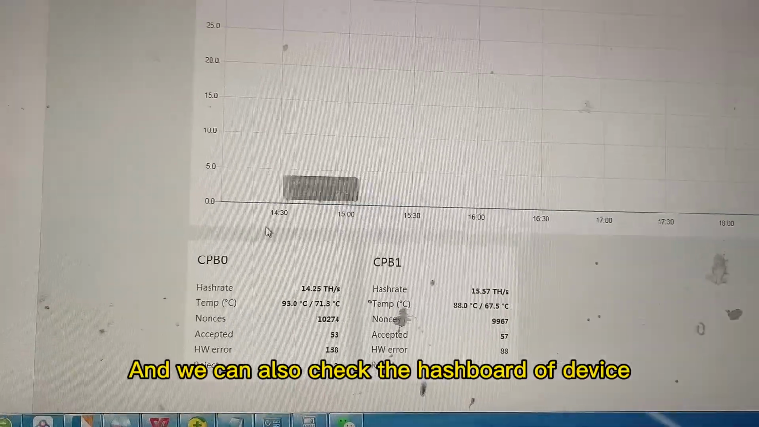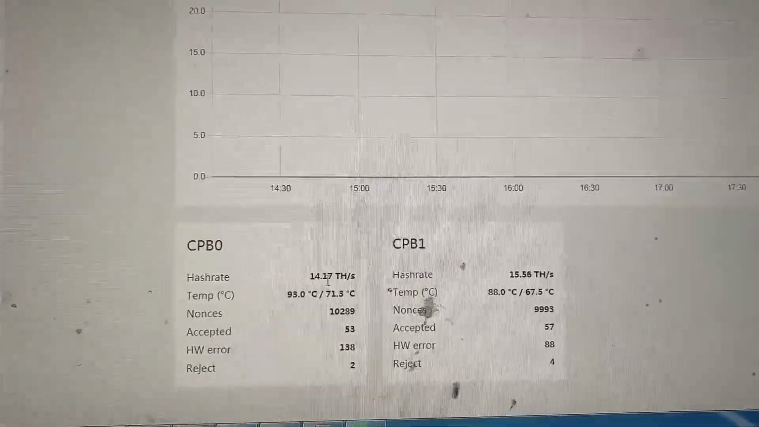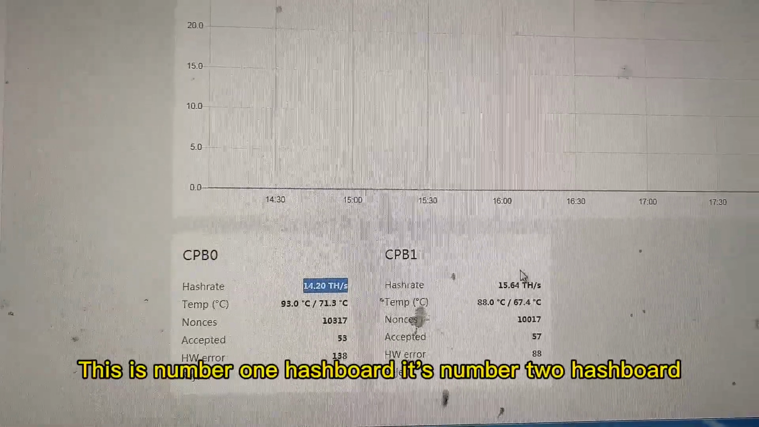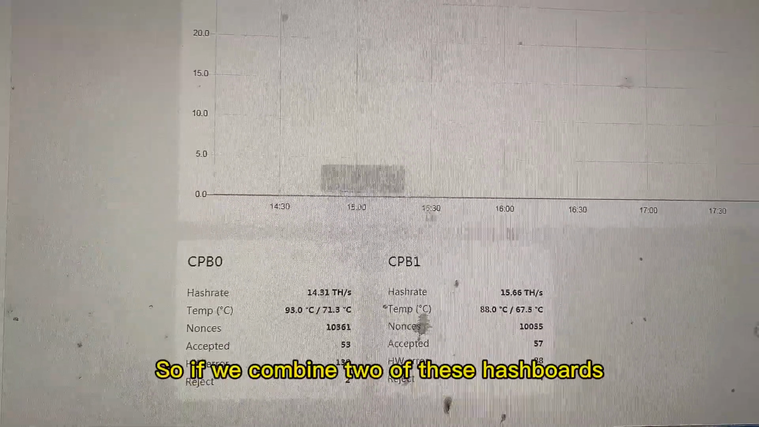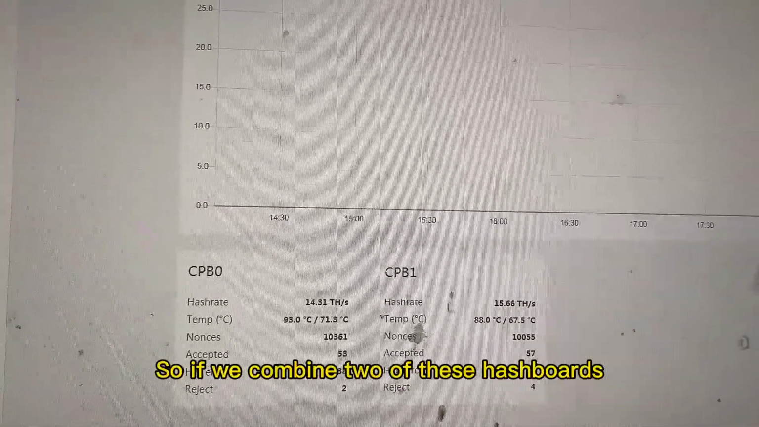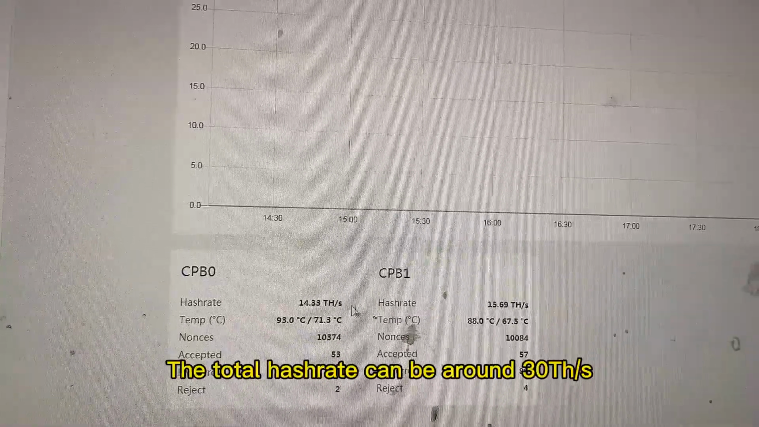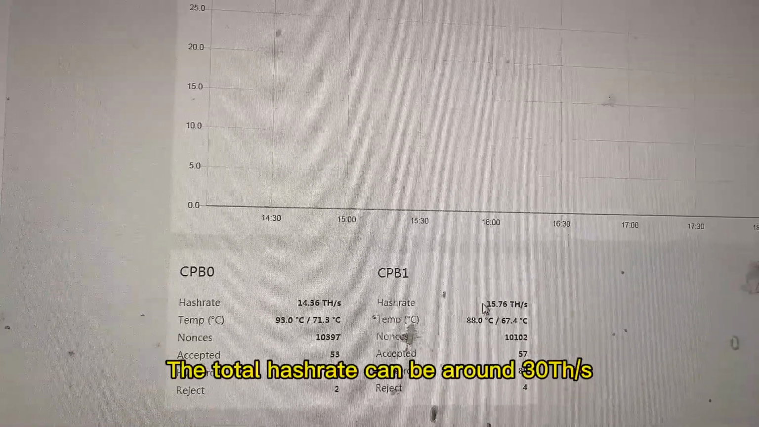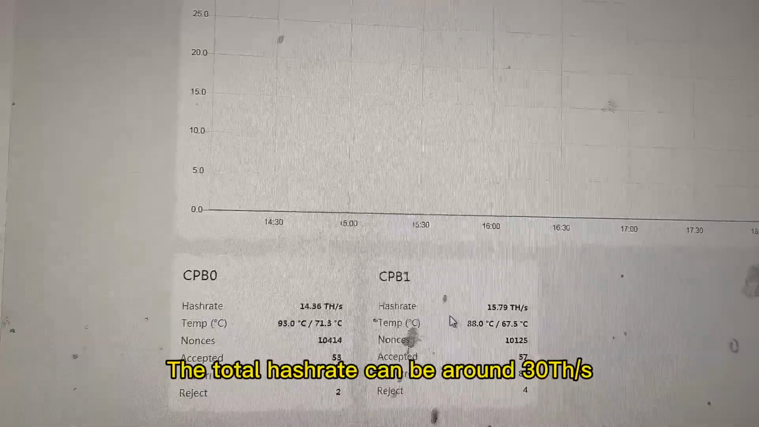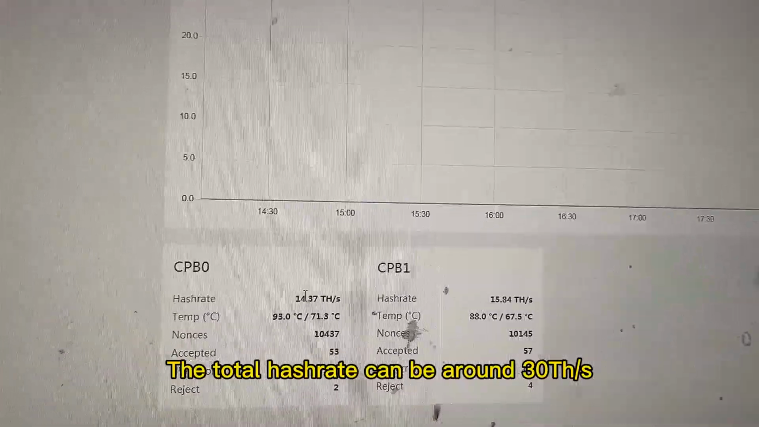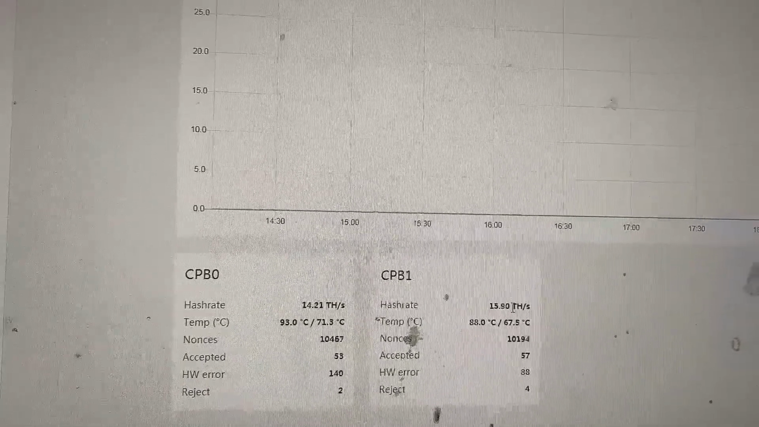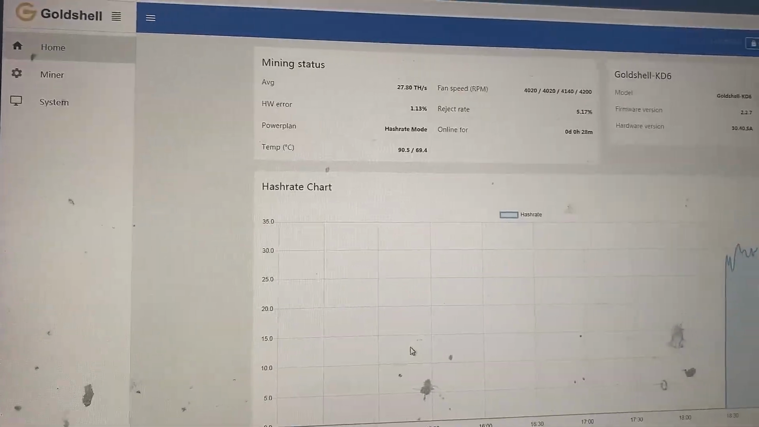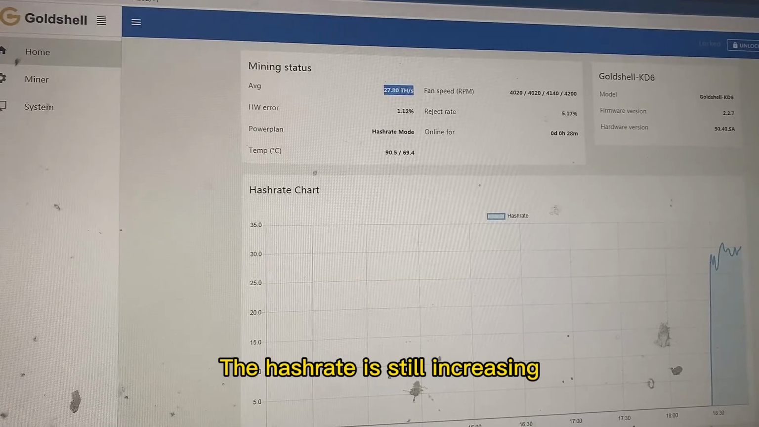And we can also check the hashboards of the device. This is number one hashboard, this is number two hashboard. If we combine these two hashboards, the total hash rate can be around 30. Yeah, the hash rate is increasing.